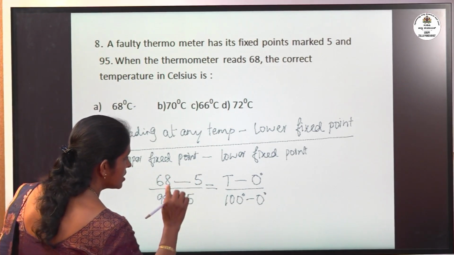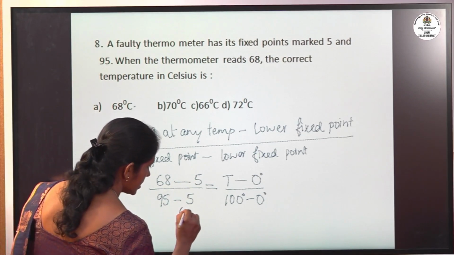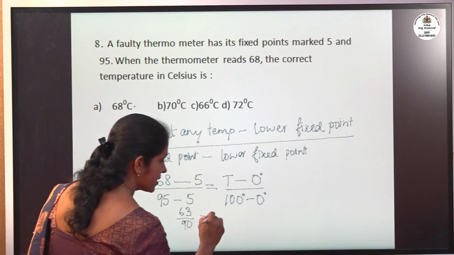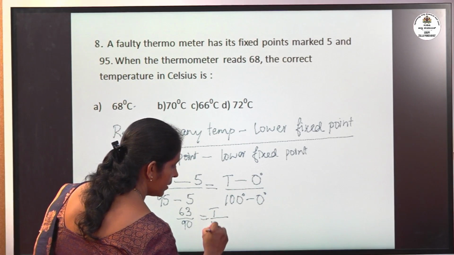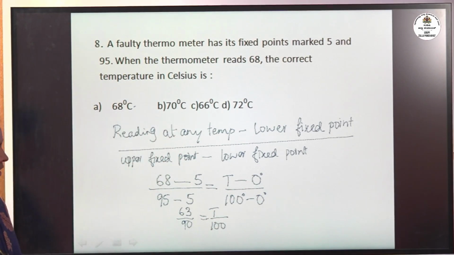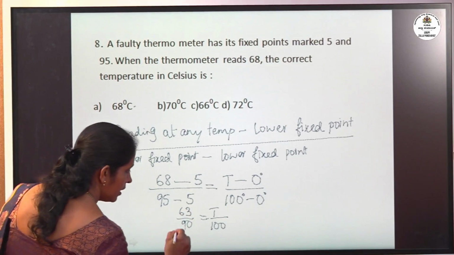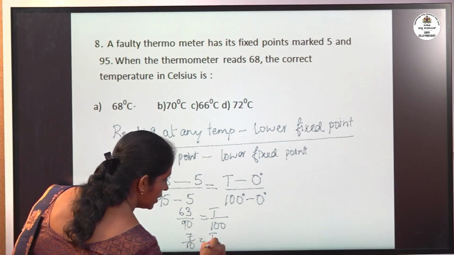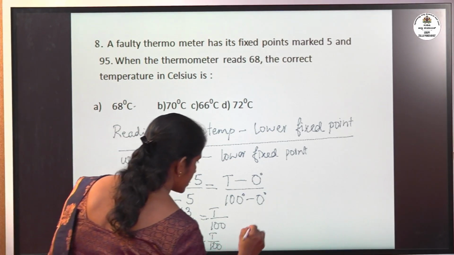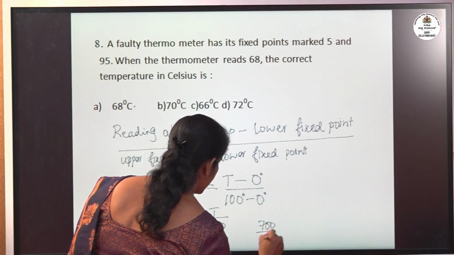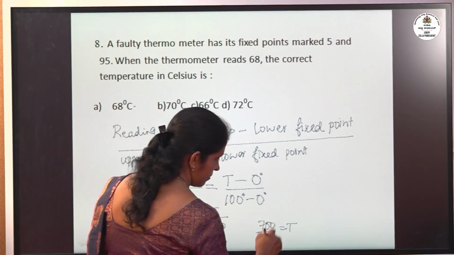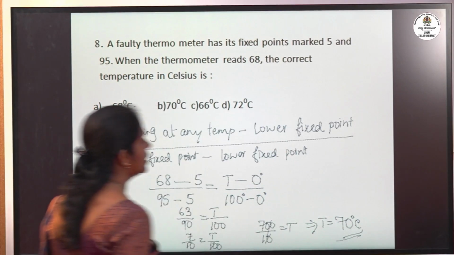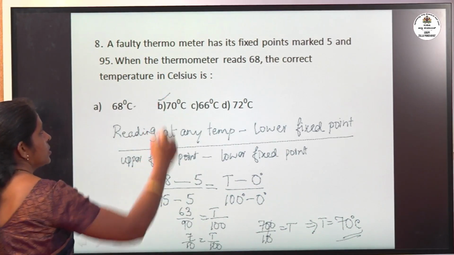To simplify this equation, 68 minus 65, that is 63 divided by 95 minus 90 is equal to T minus 0 divided by 100 minus 0. Cross multiply or simplify, we can divide by 9. 9 sevens are 9 tens is equal to t by 100. Cross multiply, 700 divided by 10 is equal to t, or t is equal to 70 degrees Celsius. This is how we can convert any scale of temperature to any other scale.